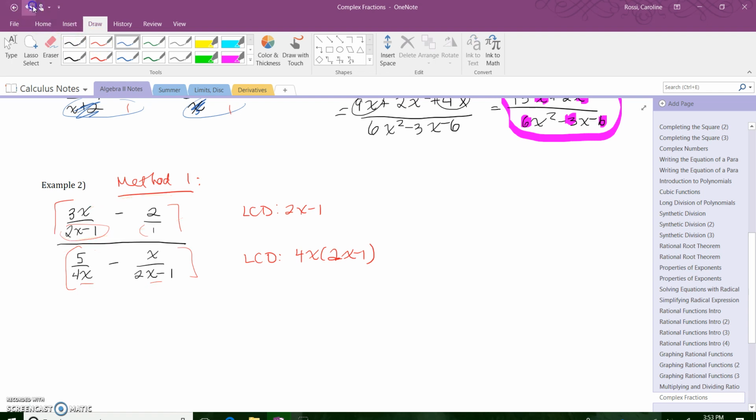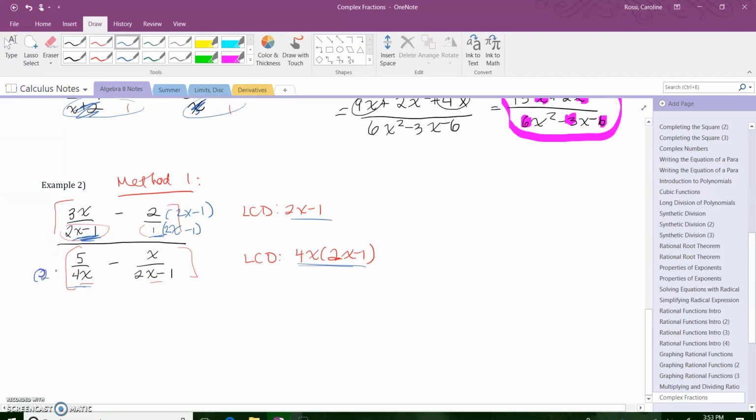So in the numerator here, I need to make each of these become that. Well, this one already is the LCD, so we're good to go. This one needs a 2x minus 1, top and bottom. Right here, let's take a look at that and make that our LCD.